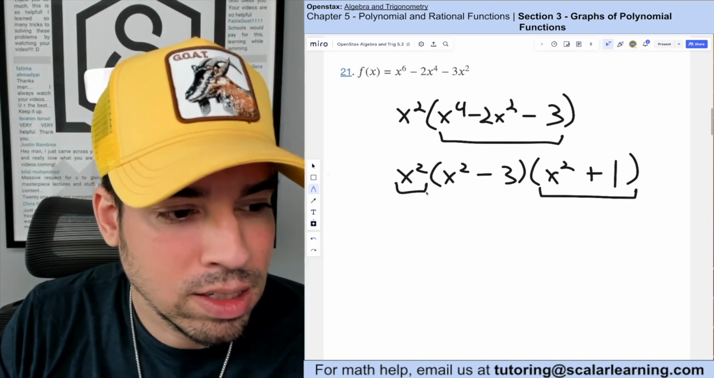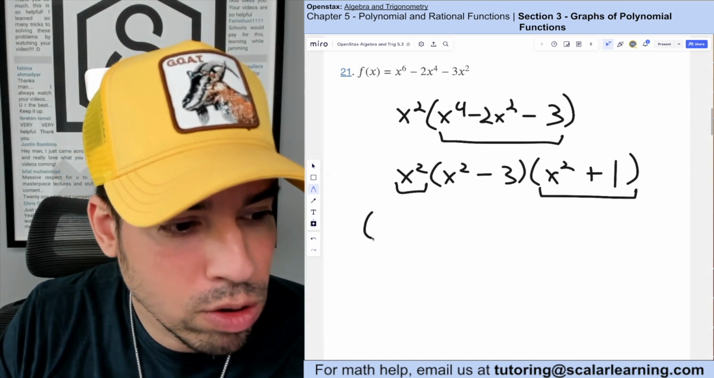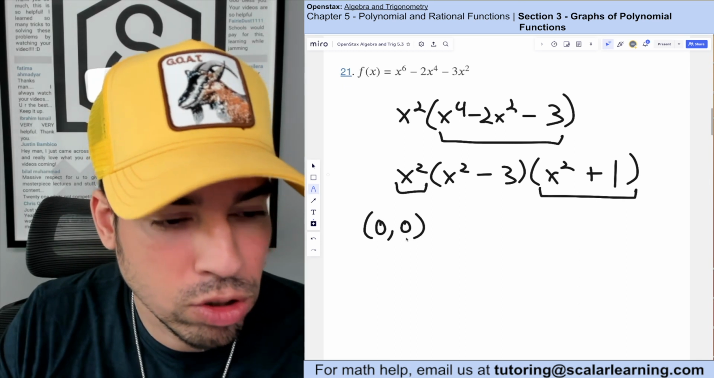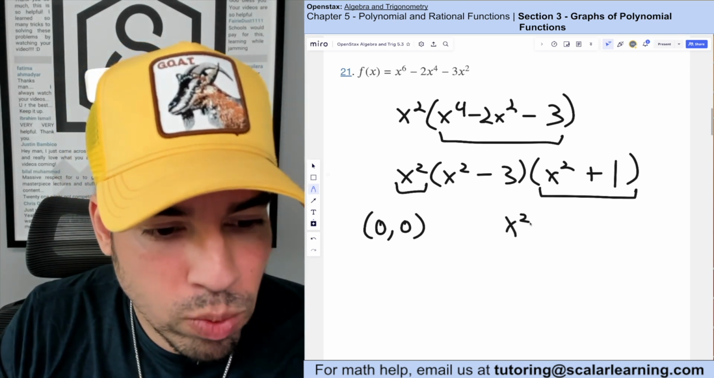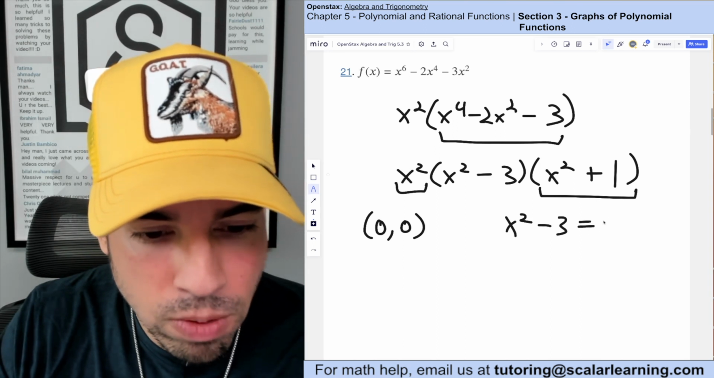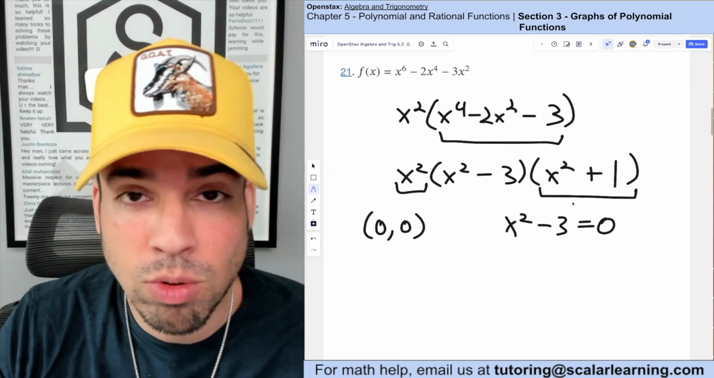Last but not least, we've got this guy. That's a standalone term. We know that it's going to zero out at 0. So we already know we've got 0, 0. That's our first x-intercept. Now this one, we're really trying to figure out when this is going to equal 0. And like I said, it's not a nice difference of perfect squares, so we can't do our typical factoring.